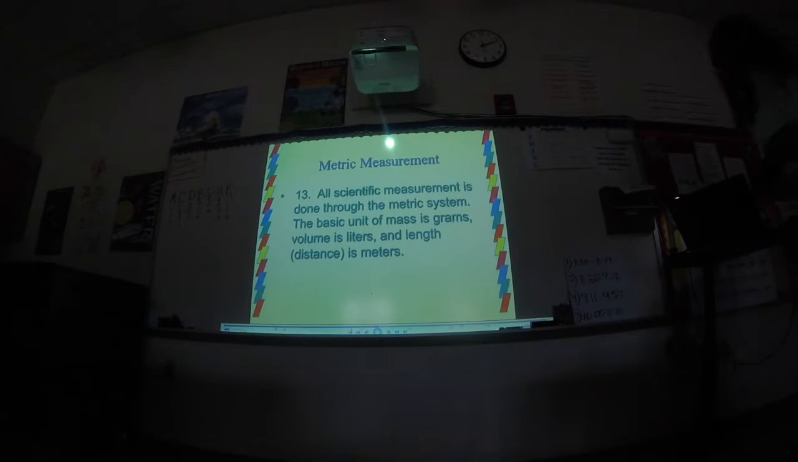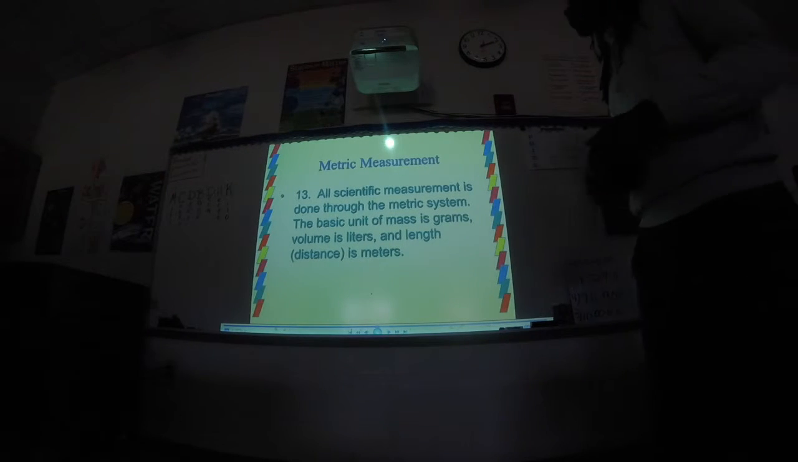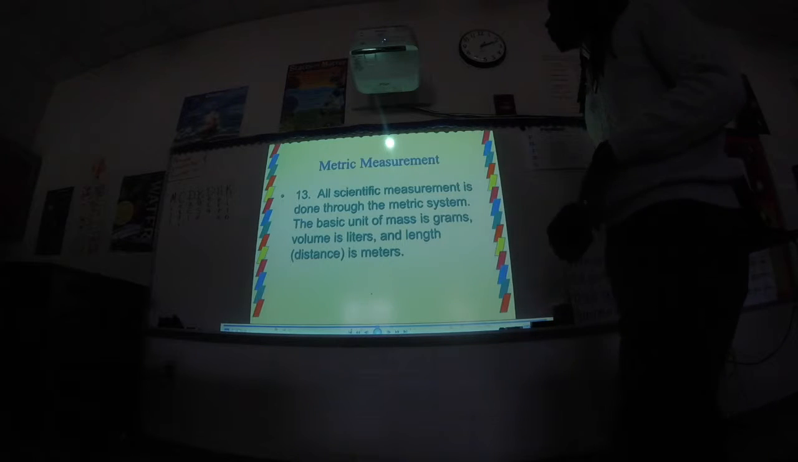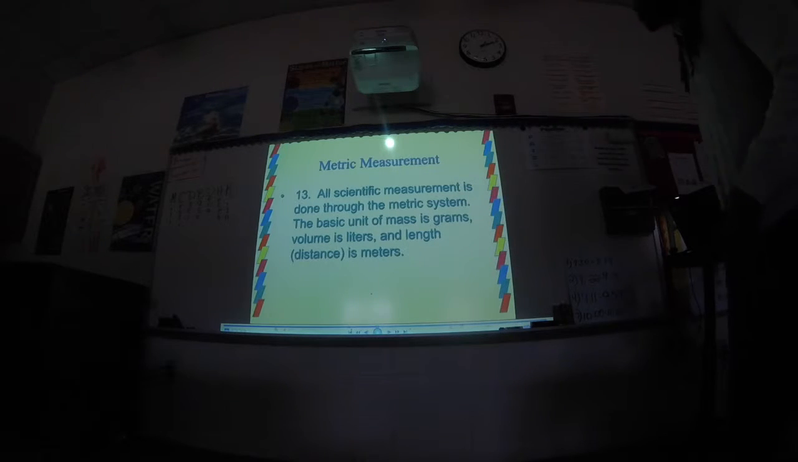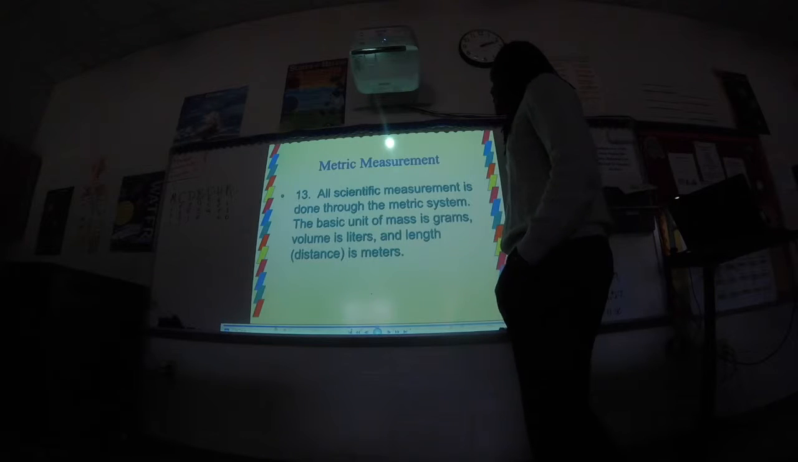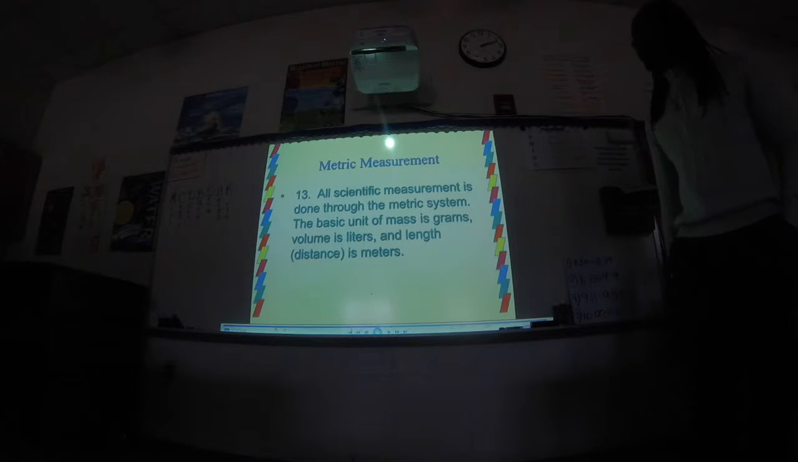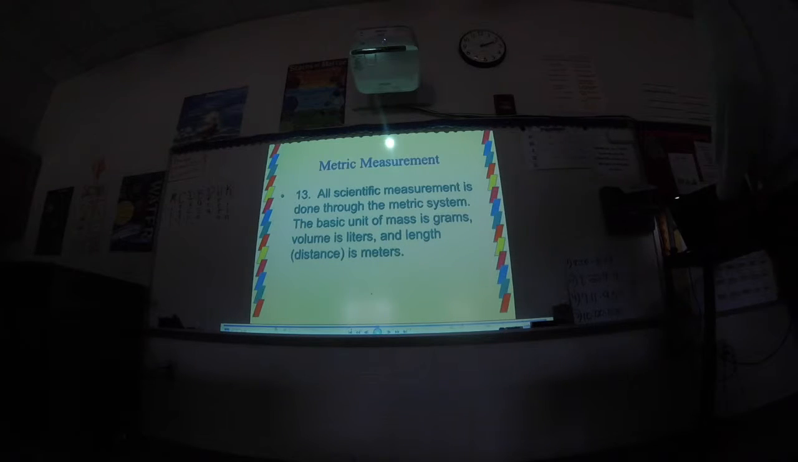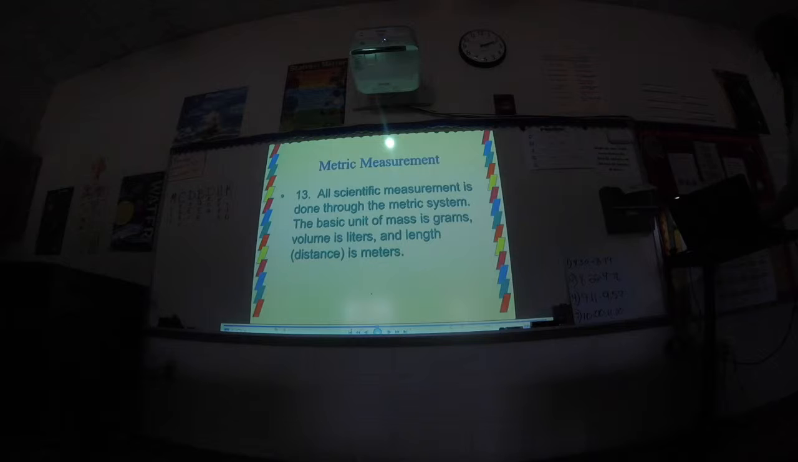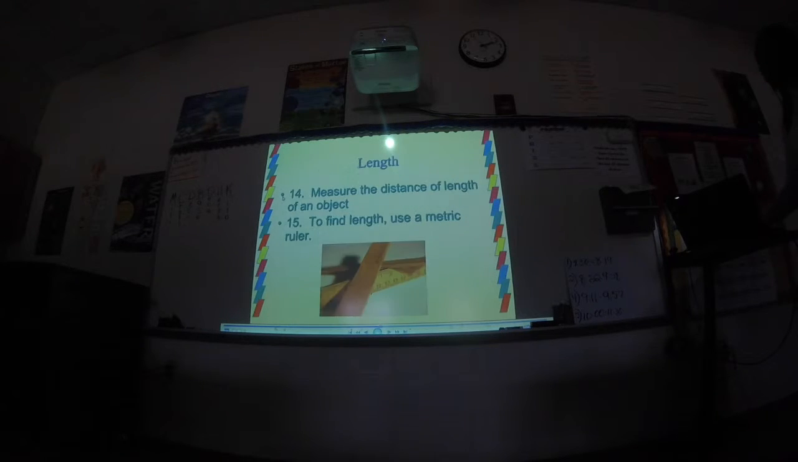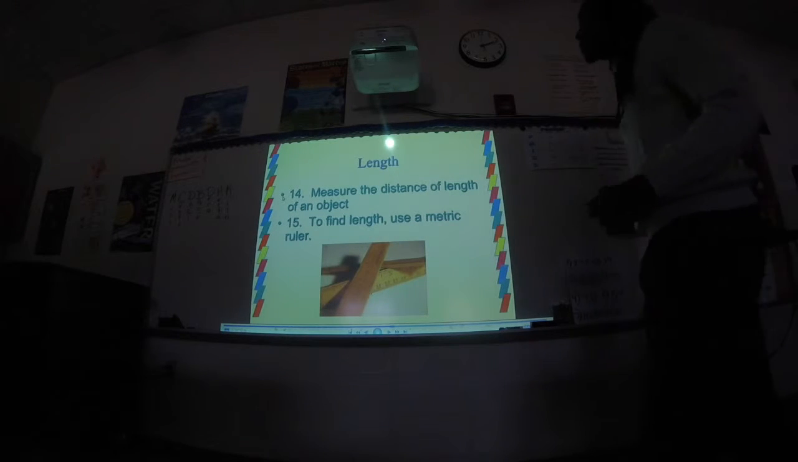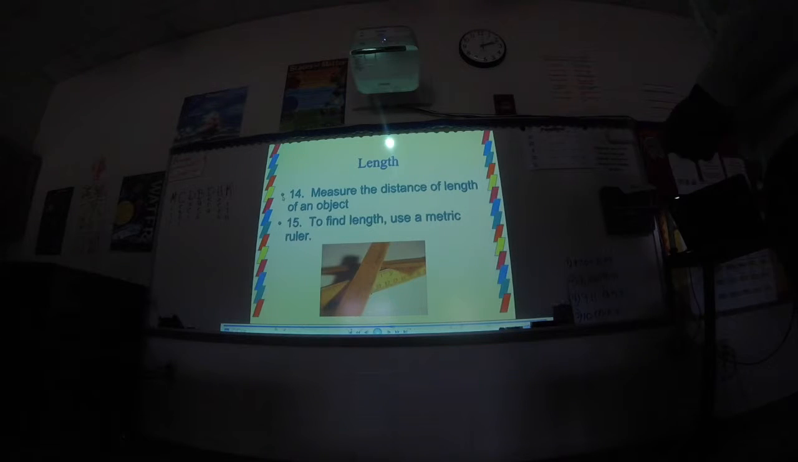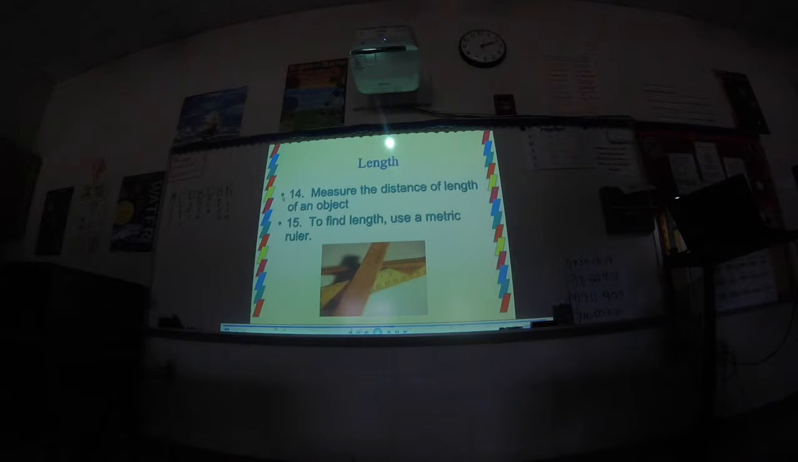Right now, I would like everyone to take a look up here at the board. We'll go over a few of the key words. Metric measurement. All scientific measurement is done through the metric system. The basic unit of mass is grams, volume is liters, and length or distance is meters. For length, length is the measure of the distance of length of an object. To find the length, you must use a metric ruler.